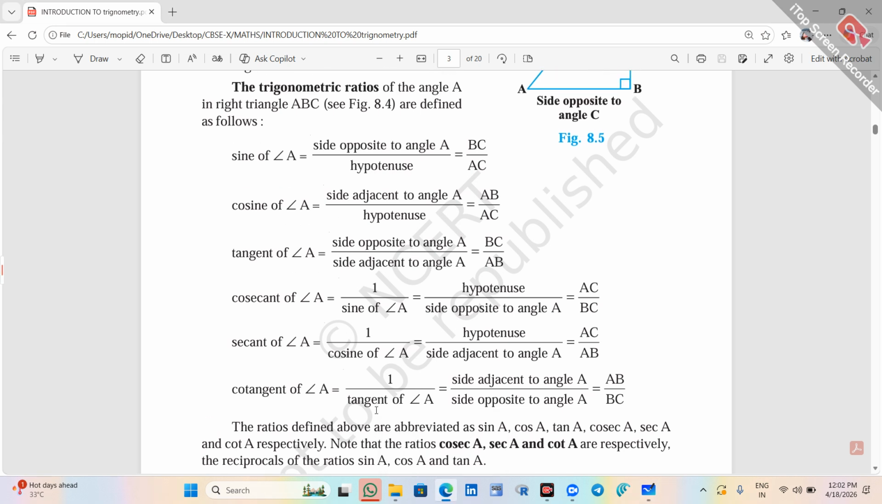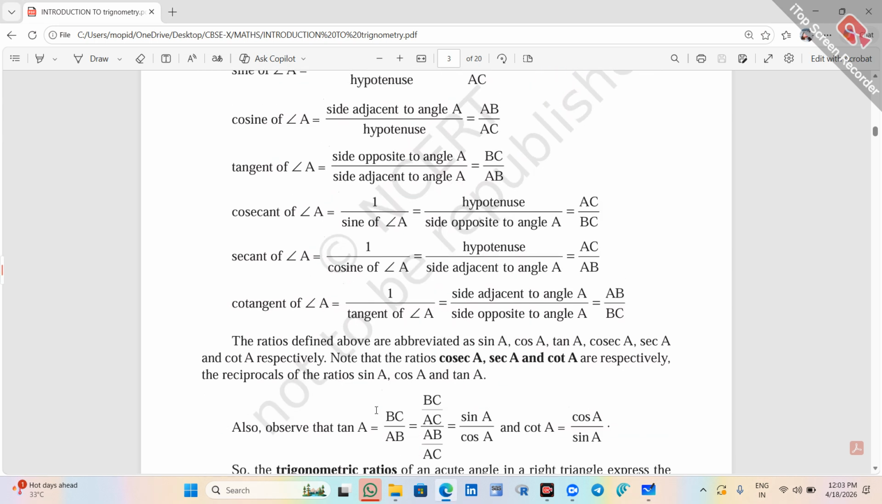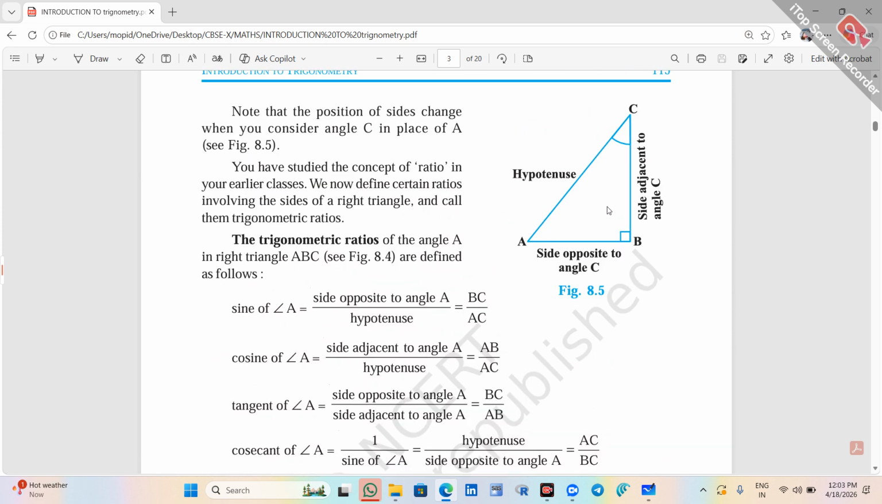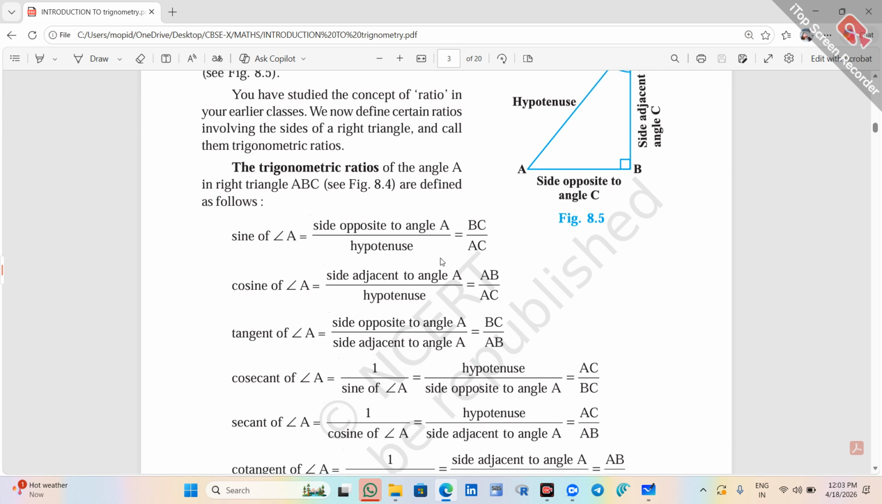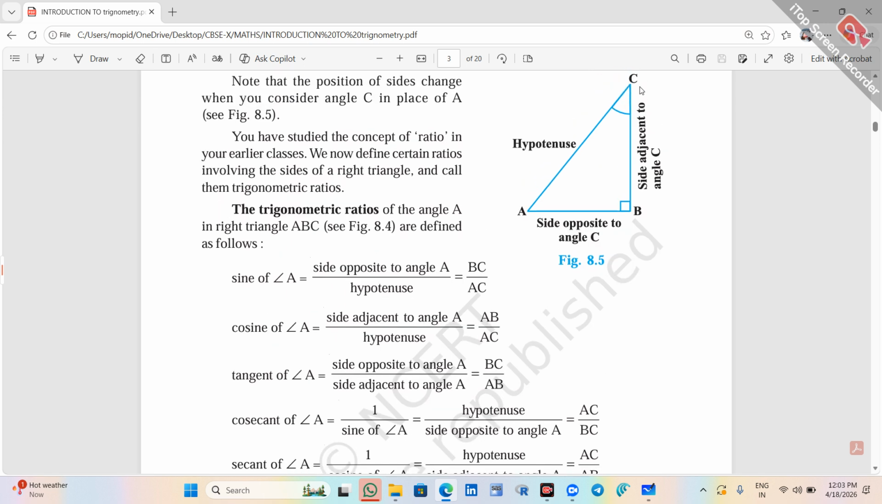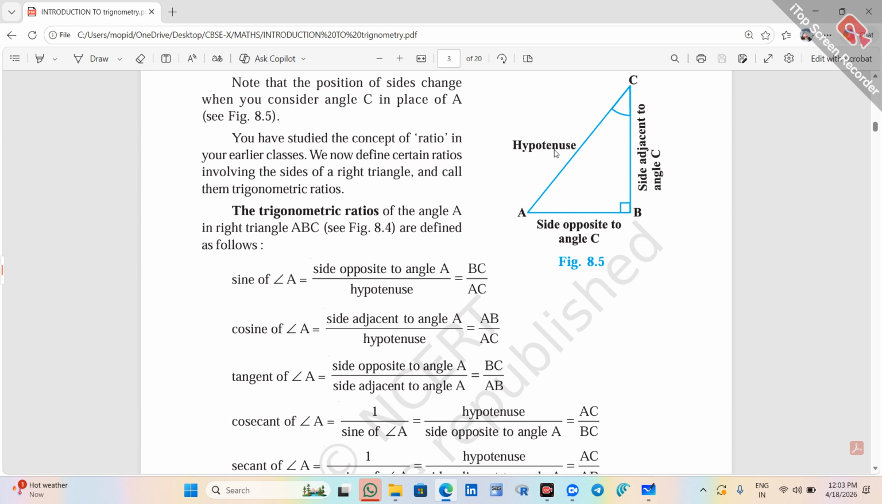We are done with the ratios now. Let's take a simple overlook of these ratios. This is the triangle, and we are considering angle A. For angle A, CB will be opposite and AB will be adjacent. Hypotenuse is the same. Sine of angle A means for an angle we calculate sine theta, sine 30, sine 40 like that. Sine of angle A will be the side opposite to A, which is BC, over hypotenuse, BC over AC.